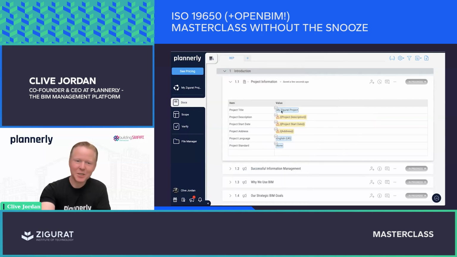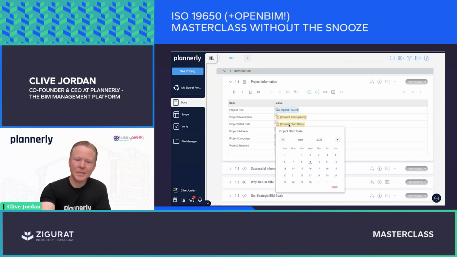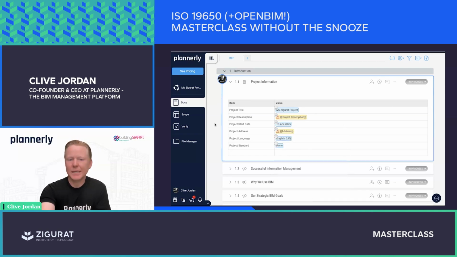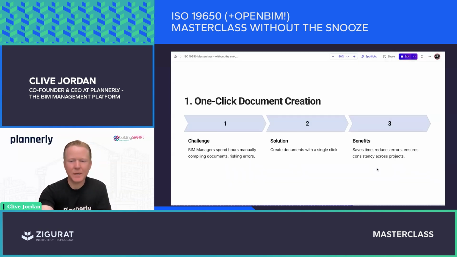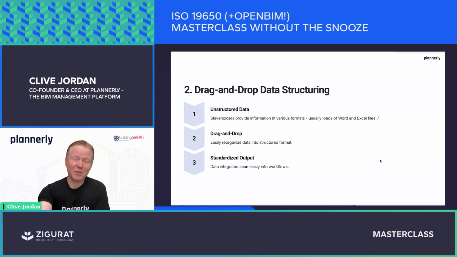That's number one. You can see this project title is completed with my Ziggurat project from our project title. And if I add a date, for example, to one of these, it will be a date that is actually updated in every document that is using this smart field across our set of projects. So the benefit of this one-click document creation is that you can have everyone following the same standards. You can really save time, reduce errors, and make it consistent across all of your projects. We've seen people define their documents and reduce their administration burden by 80%.